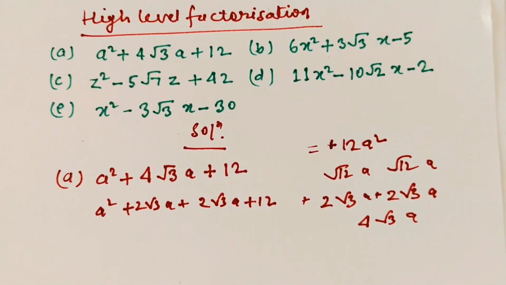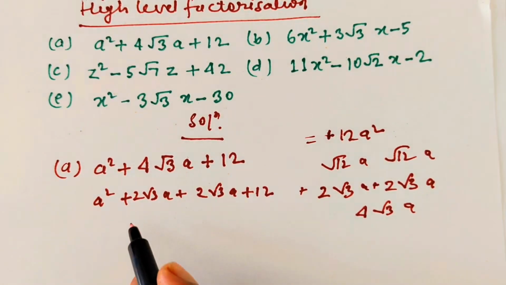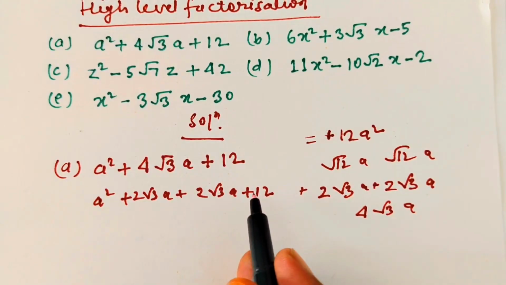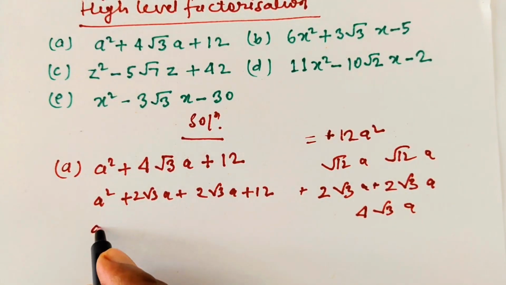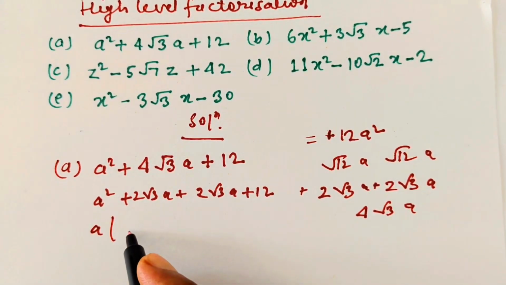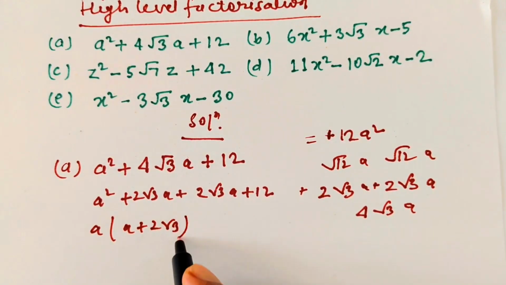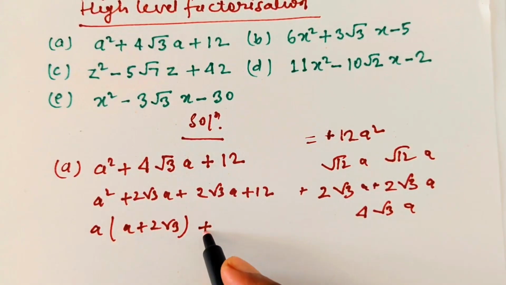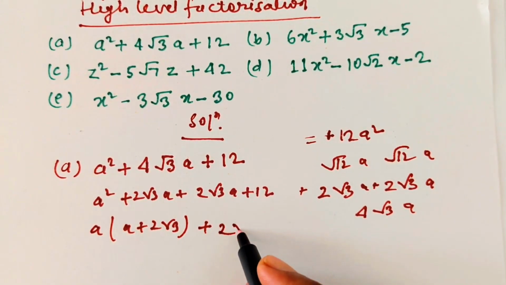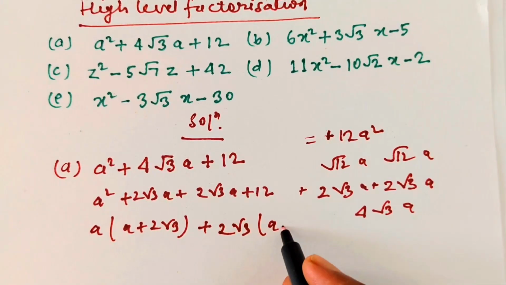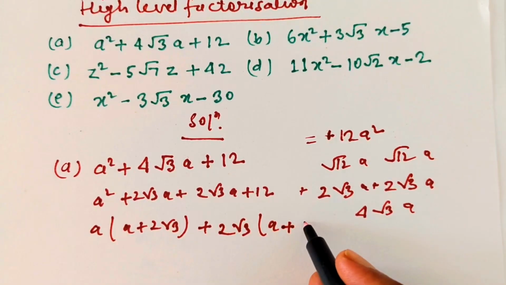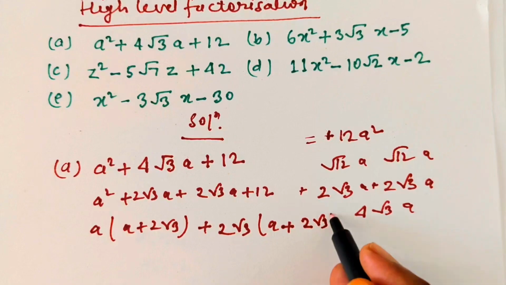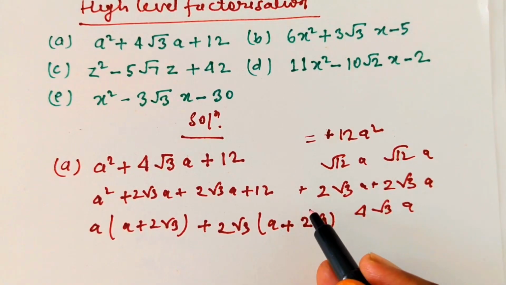Now we have some commons, taking both terms and these both terms. Here you can take a common from this expression: a plus 2 root under 3. And from these two terms you can take the common 2 root under 3. If you take that, what remains in the brackets is 2 root under 3. How is it possible? Let's see it in detail.